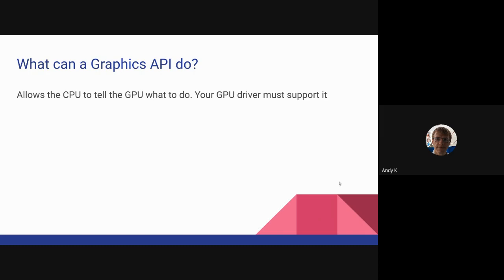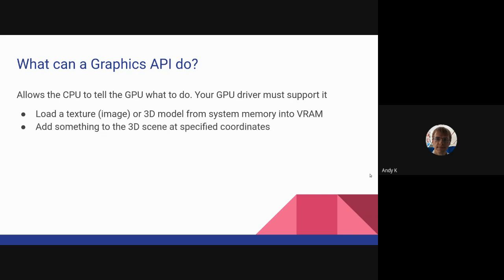A graphics API allows your CPU to tell the GPU what it wants to happen, because they are separate chips inside of your computer. So for example, you will want to do things like loading textures, i.e. images, or 3D models from your system memory into the video memory. You may want to add some model into the 3D scene at specified coordinates. You want to transform things, moving things, rotation, resizing, and so on and so forth, and applying programmable shader effects to make things look cool.